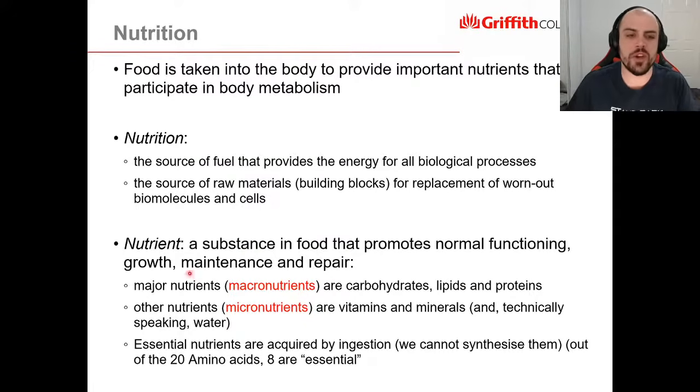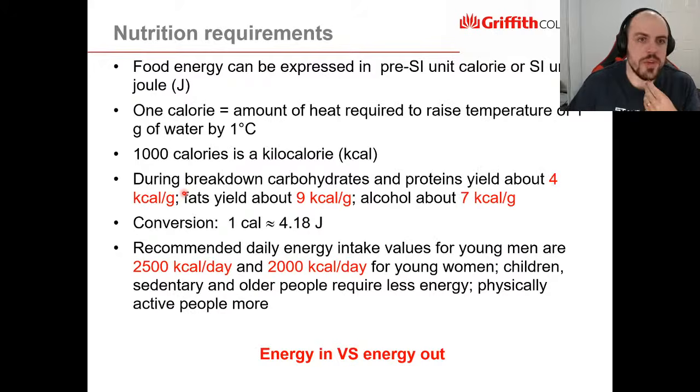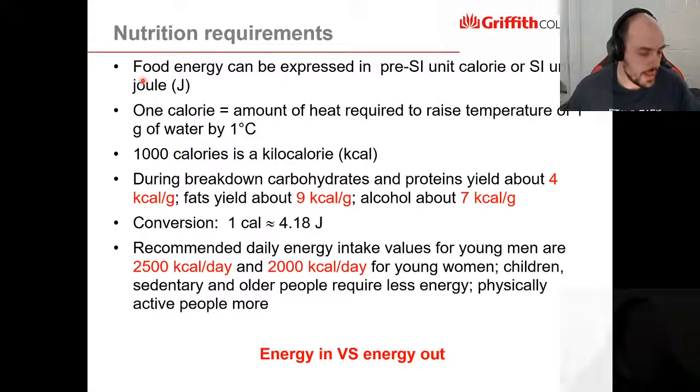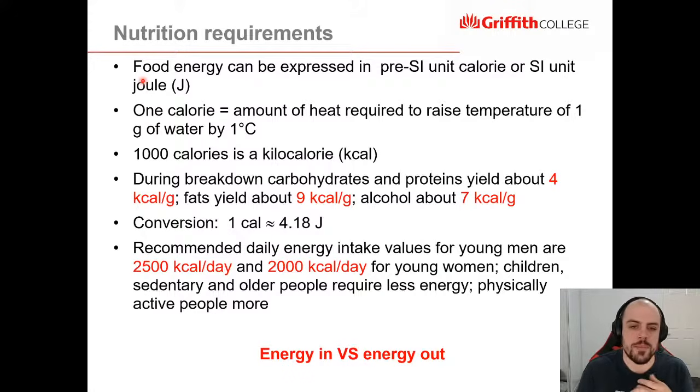Okay, so that's what we're talking about here with nutrients and what we're trying to do in terms of eating. Now, food energy. In science, in chemistry and stuff like that, we use joules. In Australia as well, we use joules or kilojoules. In America, they use calories and stuff like that.